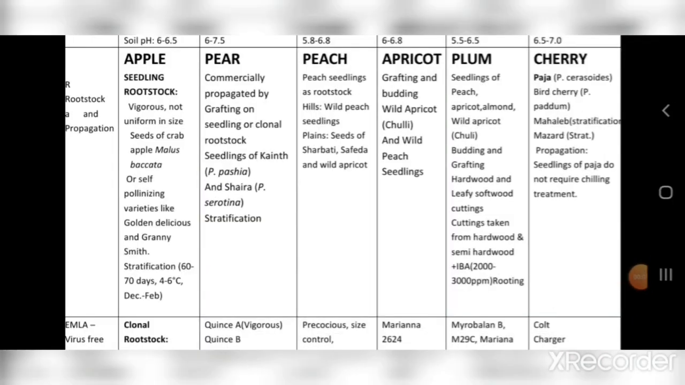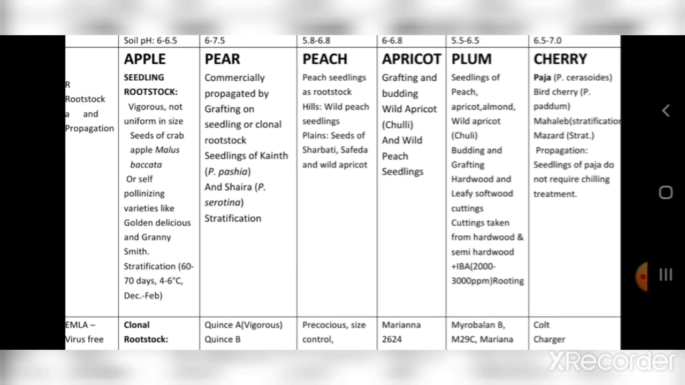Seedling rootstock. First of apple, it is vigorous and is not uniform in size. Seeds of crab apple are used, Malus baccata, and self-pollinizing varieties can be used like Golden Delicious, Granny Smith. Stratification is done 60 to 70 days, 4 to 6 degrees Celsius temperature, December to Feb.